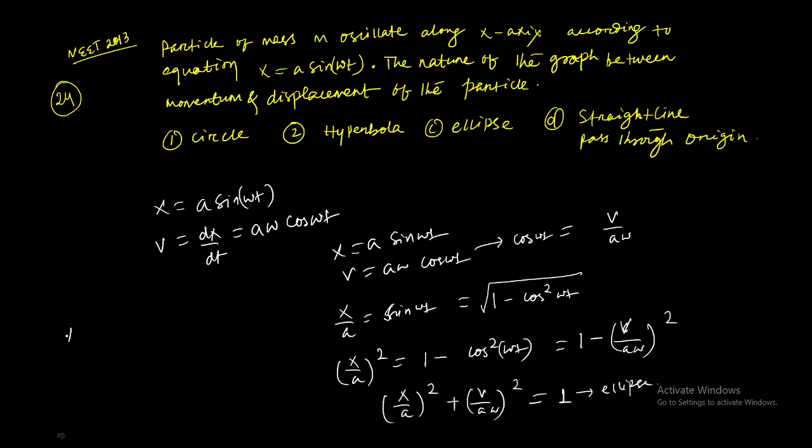Why? Because the ellipse equation is what? x square by a square plus y square by b square is equal to 1. This is the ellipse equation. So this is coming as an ellipse equation, right? So which one will be true? Option number C will be correct.